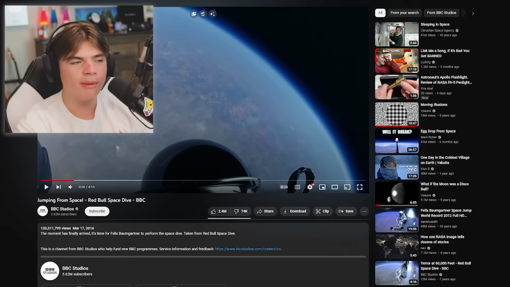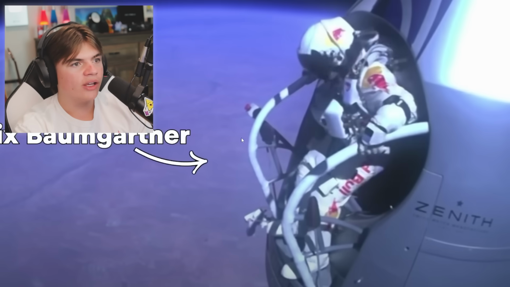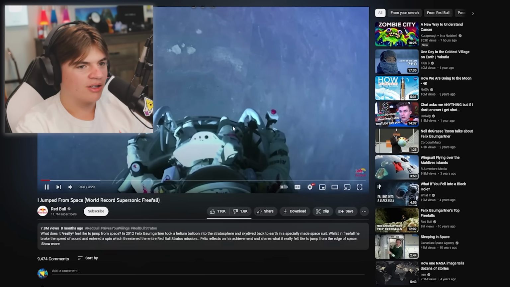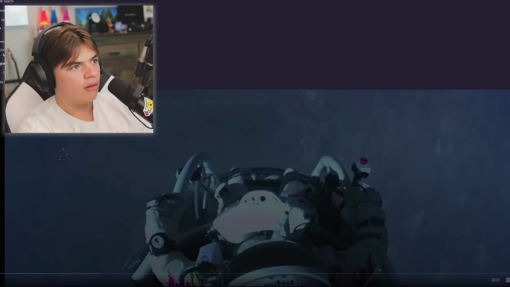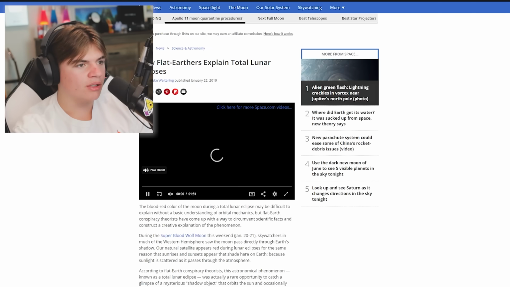And wait, how do they explain people on the ISS too? This whole thing. Look at the curvature. Oh my gosh. Okay, I'm actually curious. How do they do eclipses? Okay, here we go. How flat earthers explain total lunar eclipses.